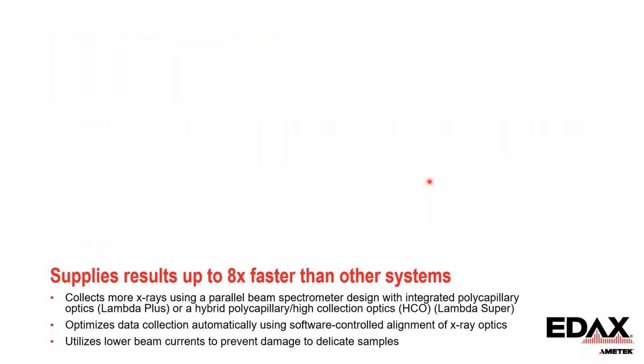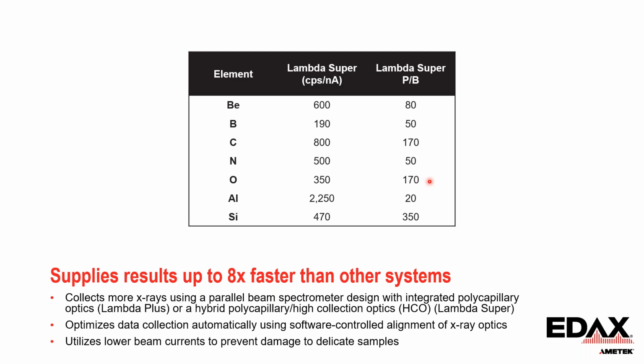Our Lambda spectrometers are using a parallel beam spectrometer design with integrated polycapillary optics or hybrid optics. So this gives you the superior signal intensity and peak to background ratio.